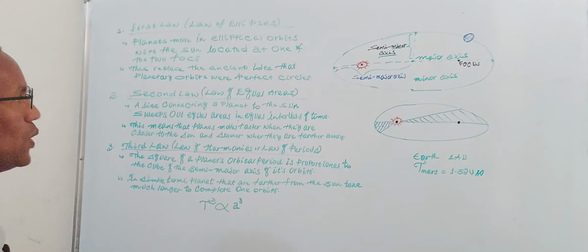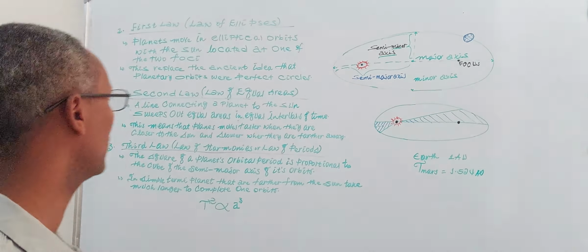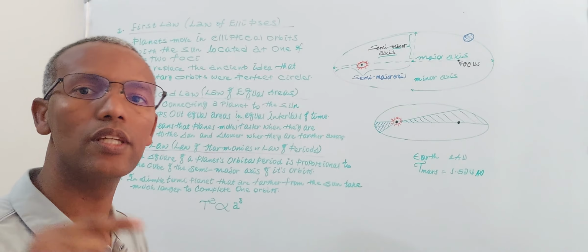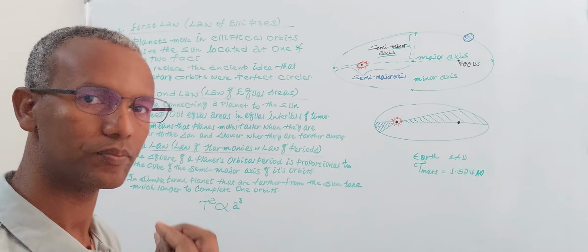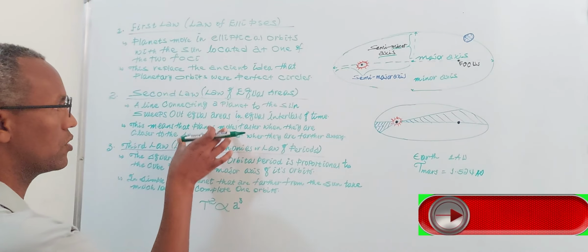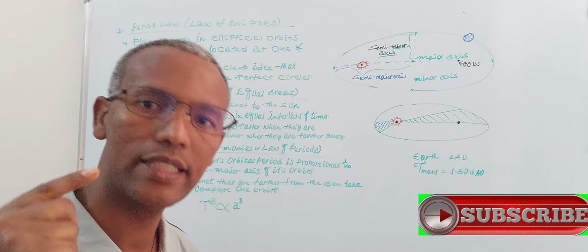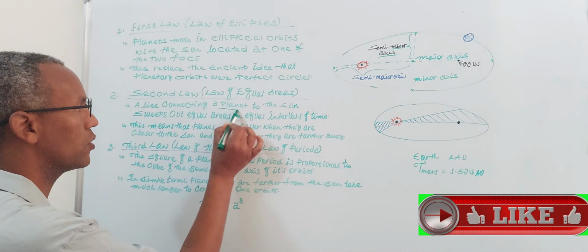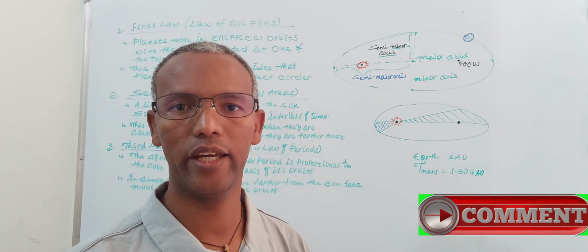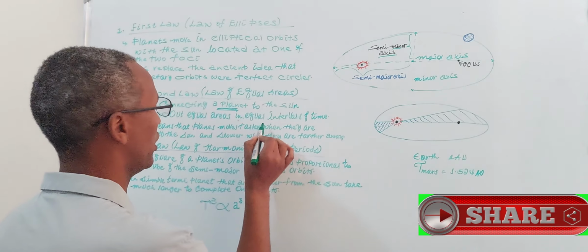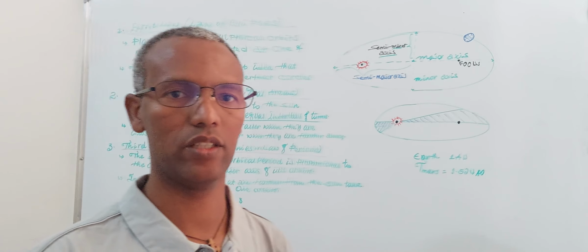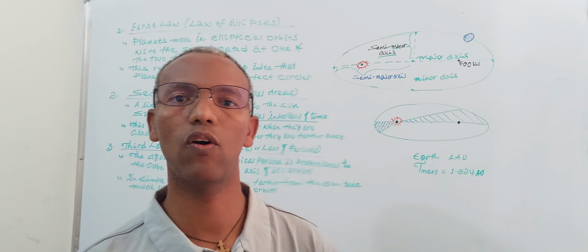Let's proceed with the second law. The second law states that a line connecting a planet to the sun sweeps out equal areas in equal intervals of time. That is what we call the law of equal areas, the second law.